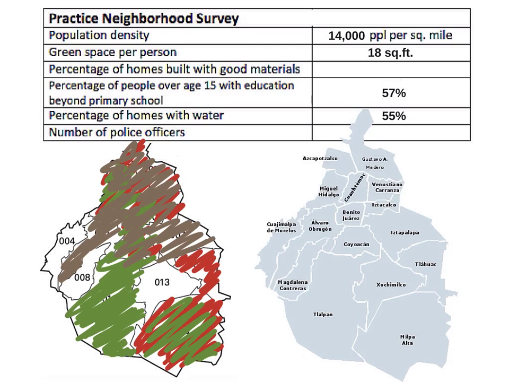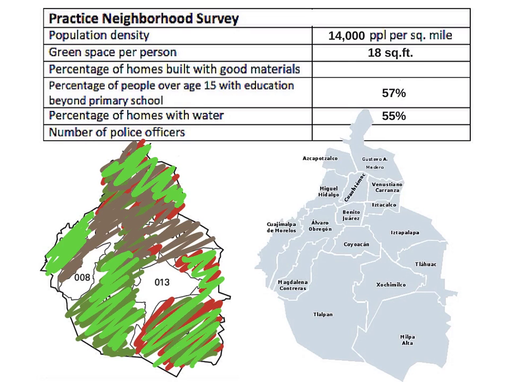So our last category is going to be the green space per person. So if it is 18 square feet, it's going to be the light gray, so I can cross out anything that is striped. Anything that is dotted. And anything that is dark gray.